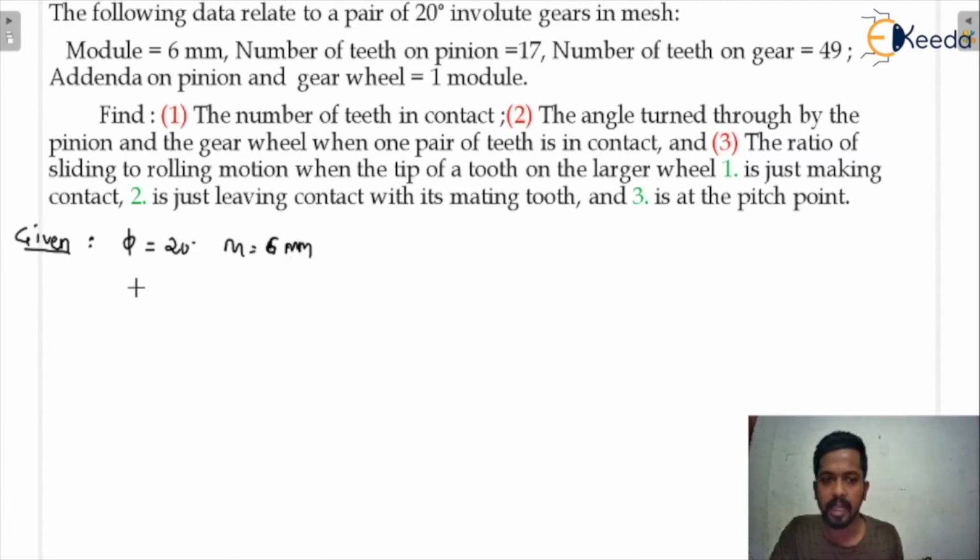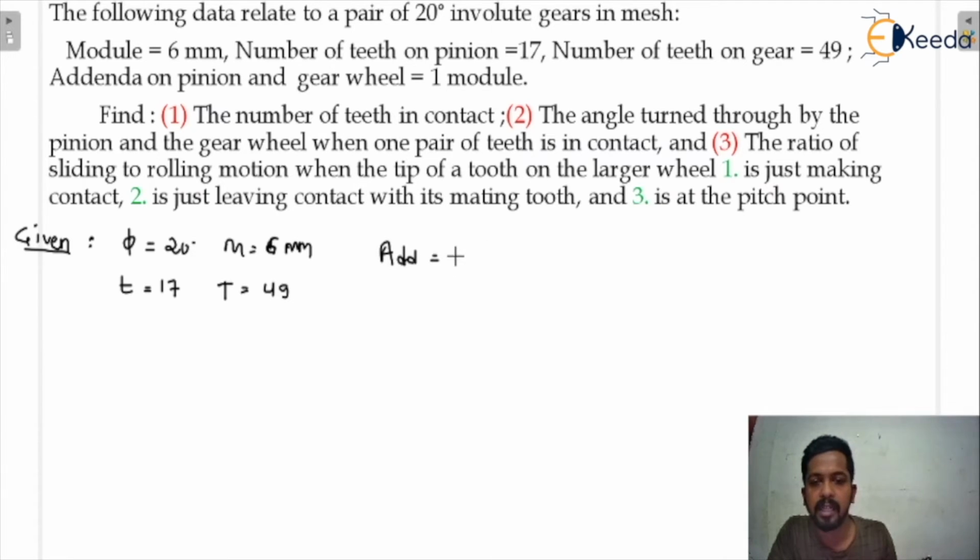Number of teeth on the pinion is denoted as small t, that is equal to 17, and the number of teeth on the gear is equal to 49. Now addendum on the pinion and the gear wheel is given that it is equal to one module. What is the addendum? I already told you addendum is the difference of radius of the addendum circle and the radius of pitch circle. So that is equal to one module, and one module means 6 mm. So we got the value of addendum.